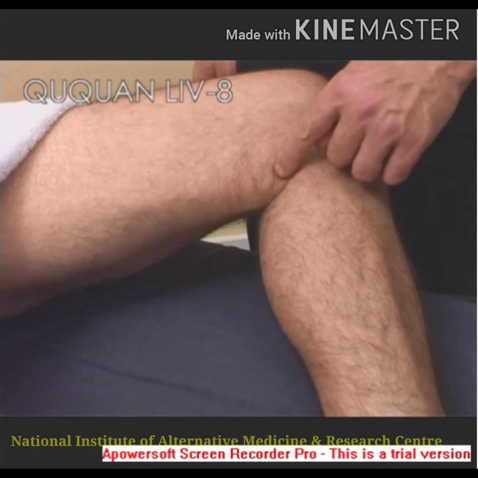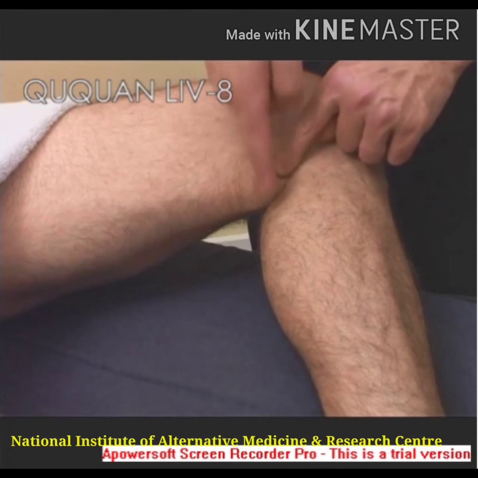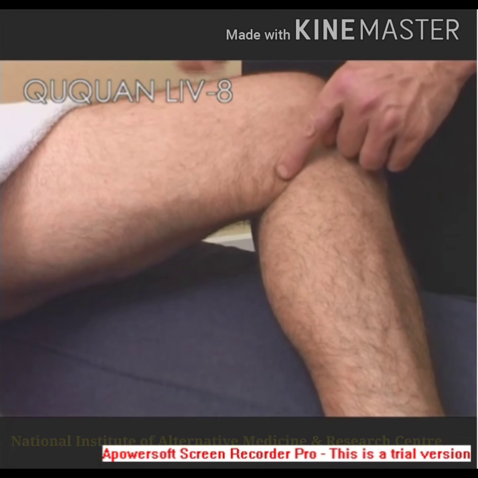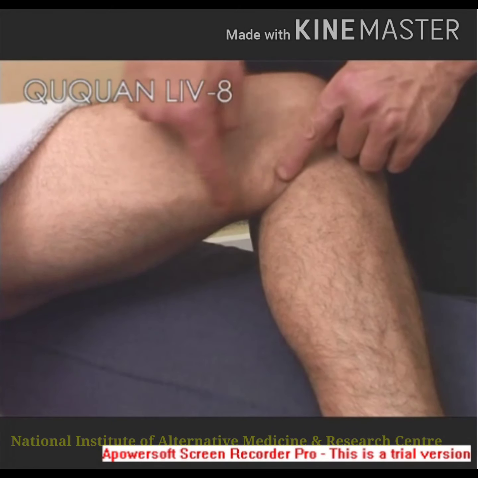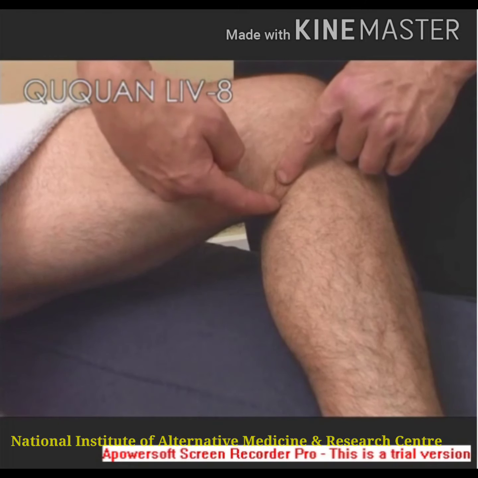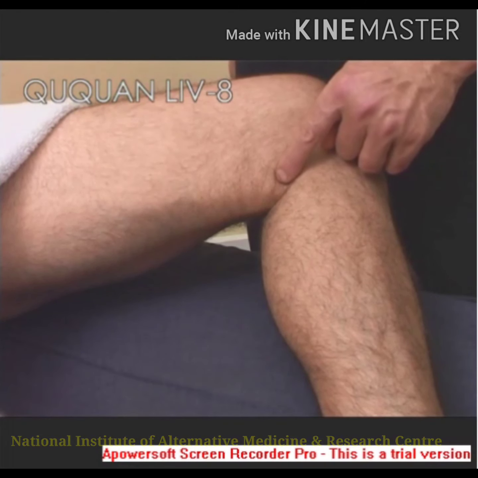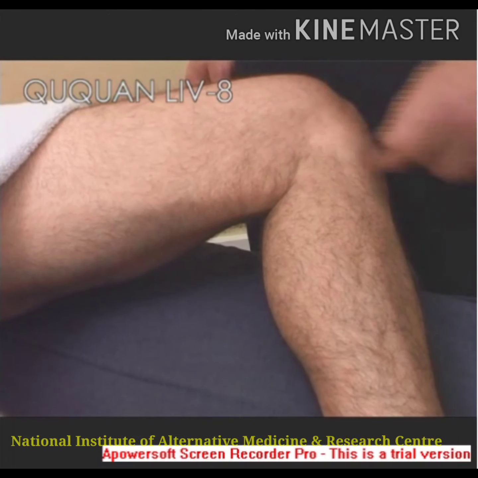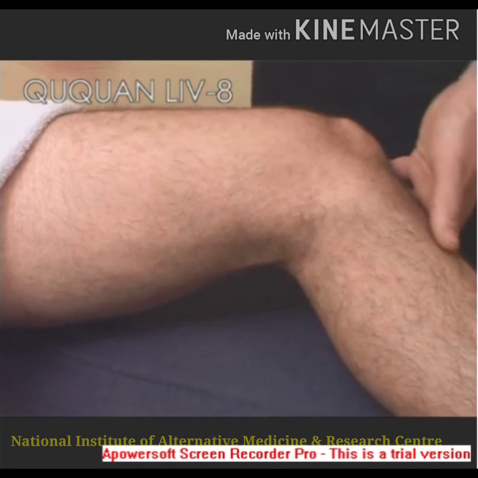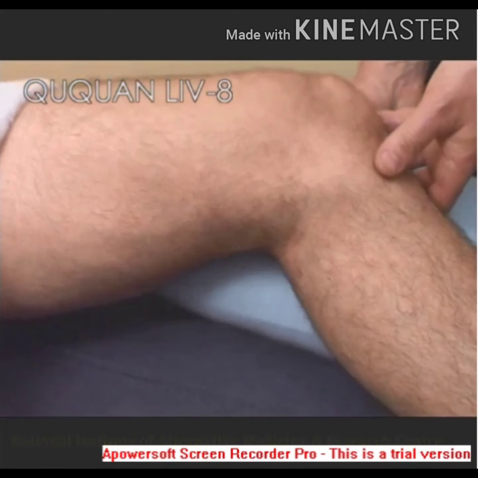Chuchuan, liver 8, is located just superior to the medial end of the popliteal crease, in the depression anterior to the tendons of semitendinosus and semimembranosus, about 1 tsün anterior to Yingu, kidney 10. 1. It is helpful to flex the knee to locate the popliteal crease and identify the tendons of semitendinosus and semimembranosus, although the point may subsequently be needled with a pillow under the leg to semiflex it.